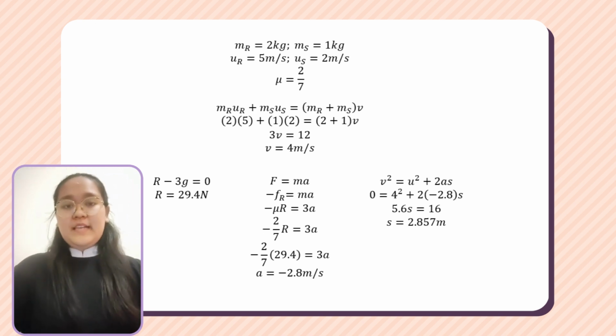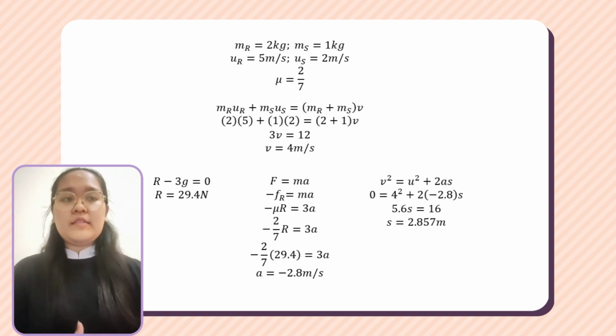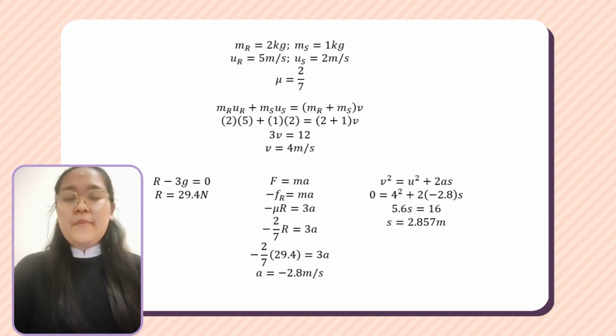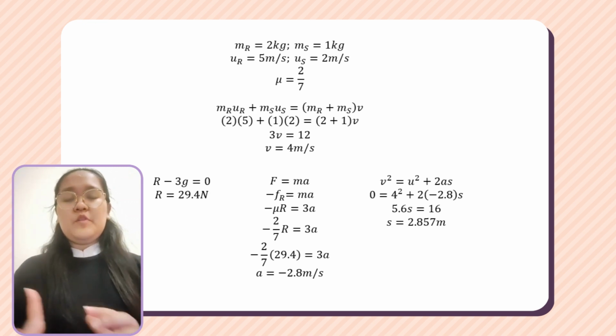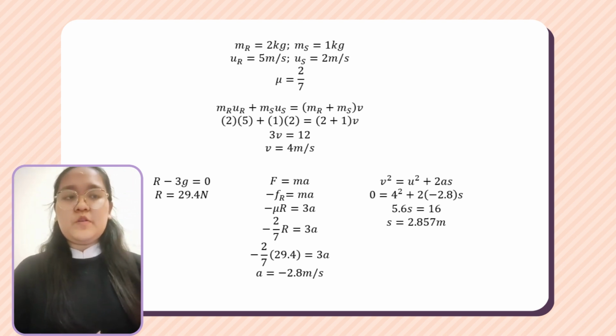So from our previous lesson, we know that the formula for inelastic is m1u1 plus m2u2 equals to m1 plus m2 times v. So here our R is particle 1 and our S is particle 2. So here becomes mRuR plus mSuS equals to mR plus mS times v. Then we just substitute the value that we get from the information into the formula. Then we get 2 times 5 plus 1 times 2 equals to 2 plus 1 times v. Then we get our v equals to 4 meter per second.